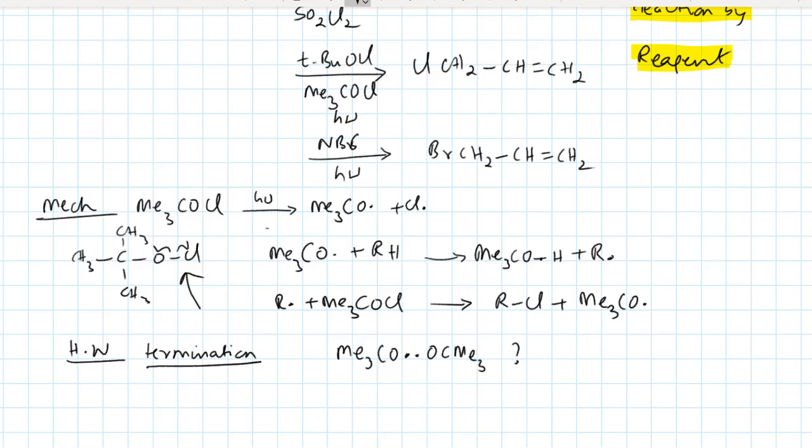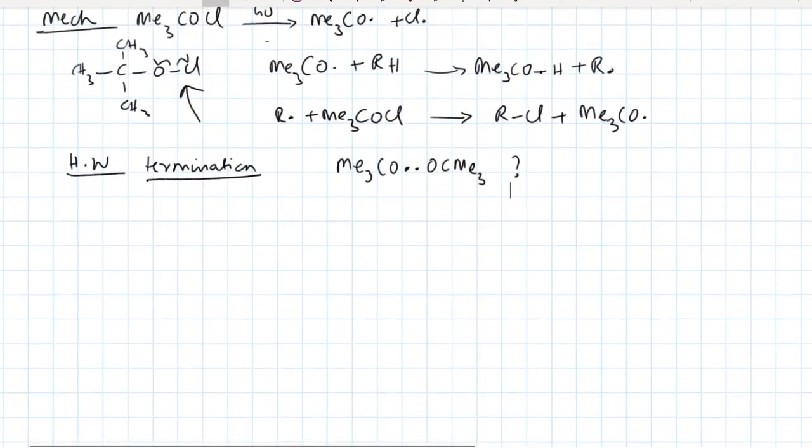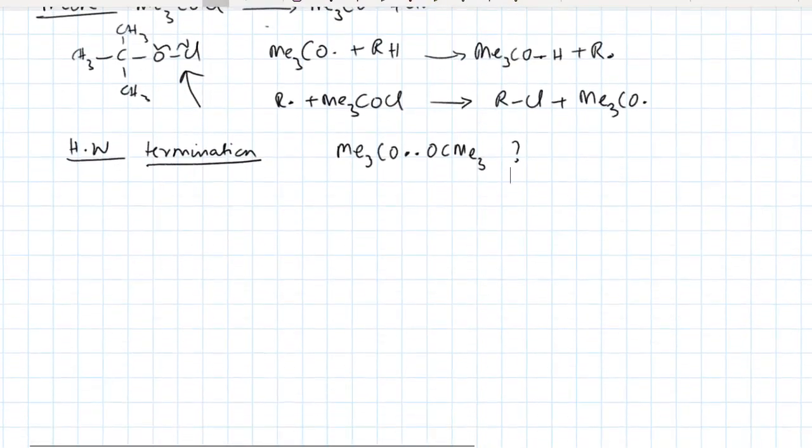Okay, so this is how tertiary butyl hypochlorite will give the product. So you should remember this. And then the next reaction is through N-bromosuccinamide.